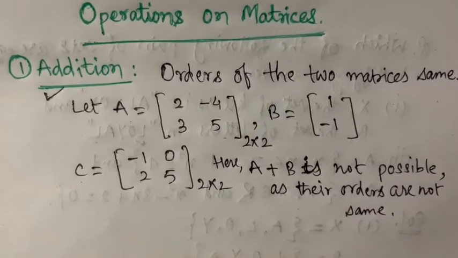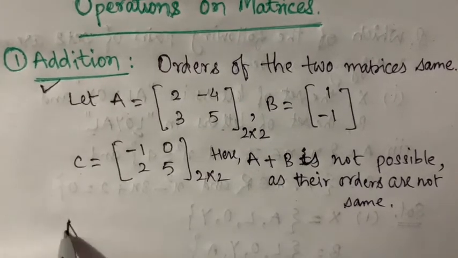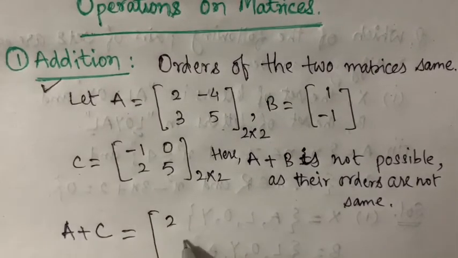And again for B we must have some matrix of order 2 by 1, so that it can be added with that. But we will just add A and C here. A and C, now we will see how we add them.